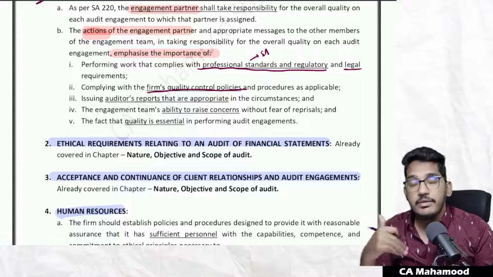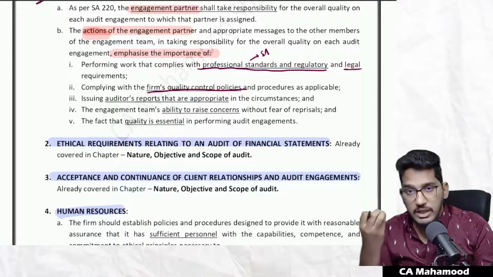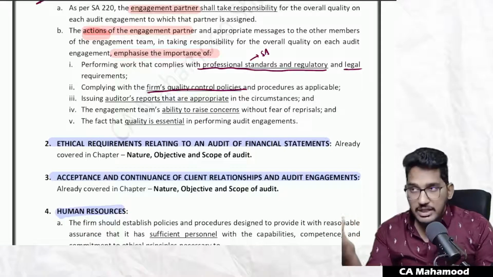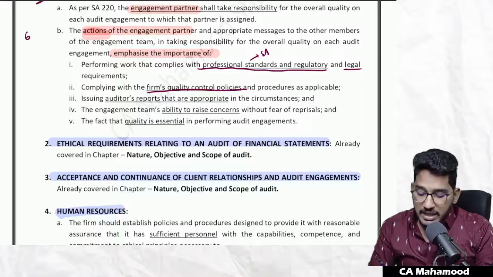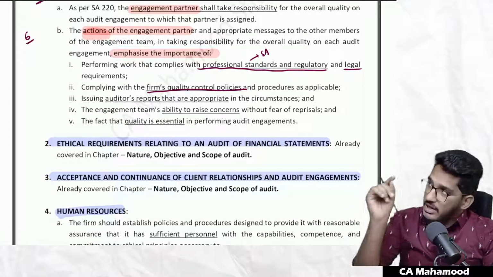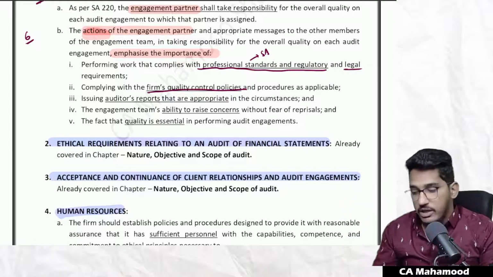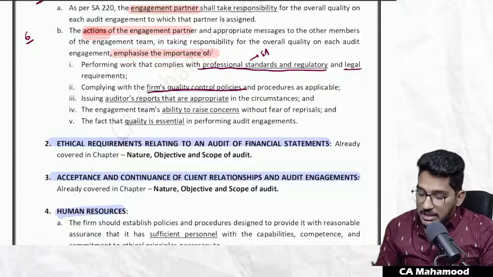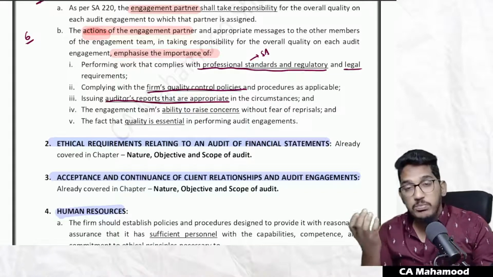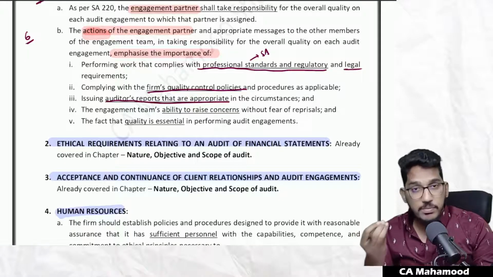You should also highlight by way of your messages and actions how important it is to comply with policies. You should tell them whatever policies and procedures we are implementing in these 6 areas, that is not for time pass, that is what you are all supposed to follow. Tell them how important it is to comply with the quality control policies. And also you should highlight issuing audit reports that are appropriate. Also tell them how important it is to give the appropriate audit report.